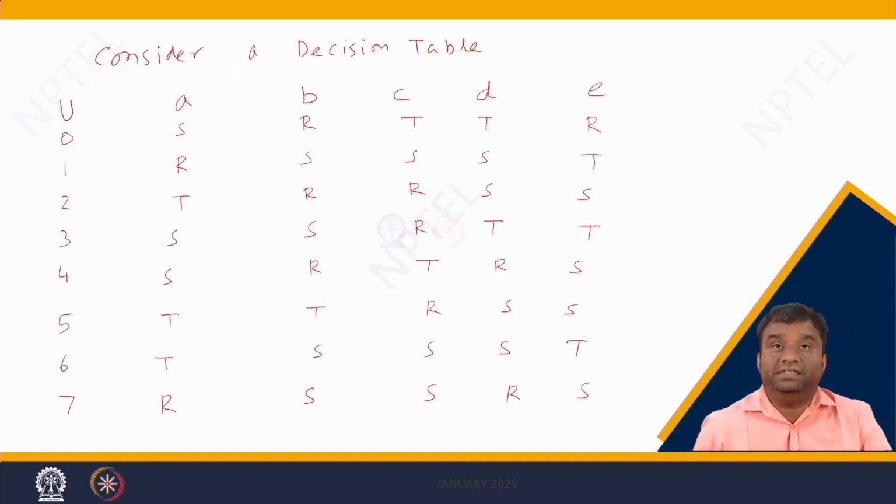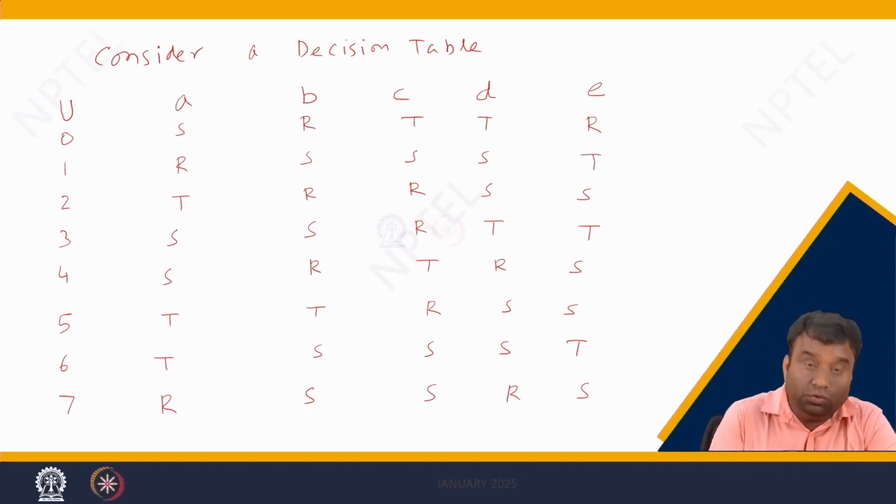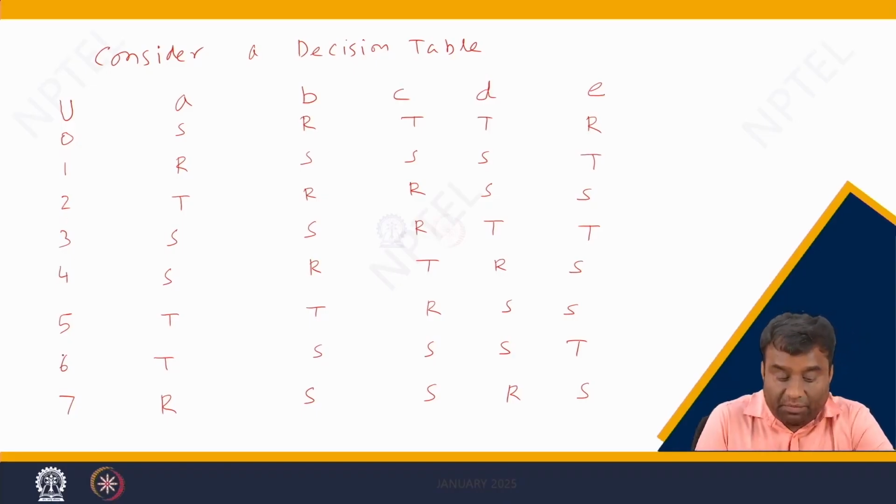So, consider a decision table. Here, the objects are U: 0, 1, 2, 3, 4, 5, 6, and some attributes are A, B, C, D. These are the conditional attributes, and E is the decision attribute.